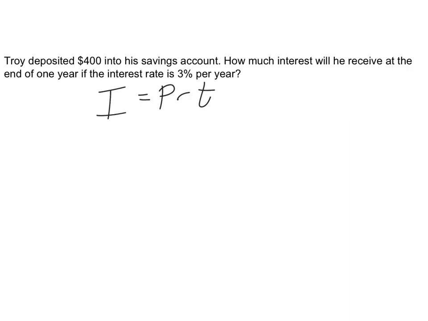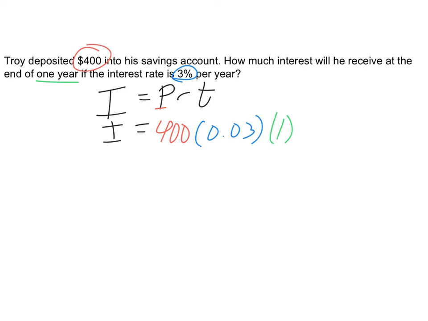Okay, so now we're going to find how much interest, so we're going to be solving for I. So now Troy deposited $400 at an interest rate of 3%, so as a decimal, 0.03, for 1 year, and they want to know how much interest. And so to do that, all we have to do is multiply all three of these together. So 400 times 0.03 times 1. So the amount of interest would be $12.